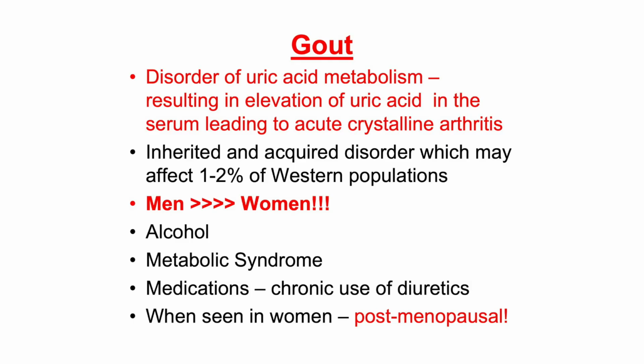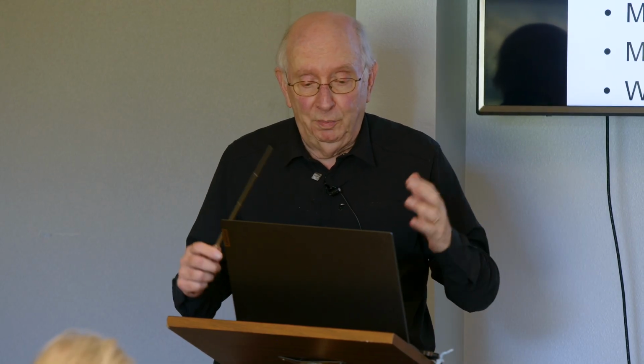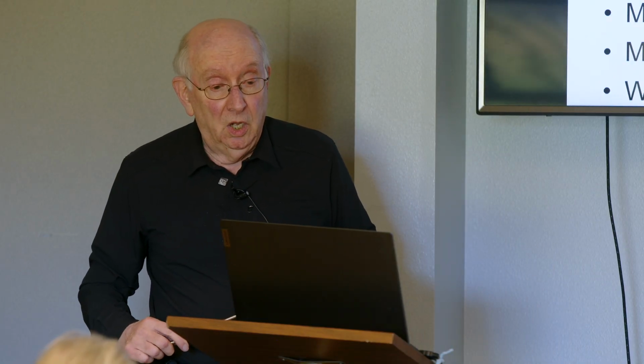And now the last one, which is gout. So looking again at the audience, I can be assured that there's at least one person that's had gout here. The disorder of the uric acid metabolism is what's resulting in the elevation of uric acid in the serum, leading to crystalline arthritis. And this is one that is much more common in men than in women. So women, you have all your problems that I've mentioned, a lot of them, including the osteoporosis problem, which is very bad in older women.